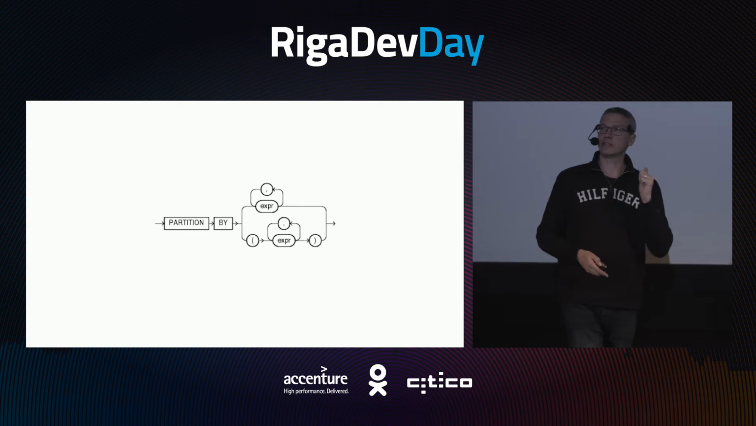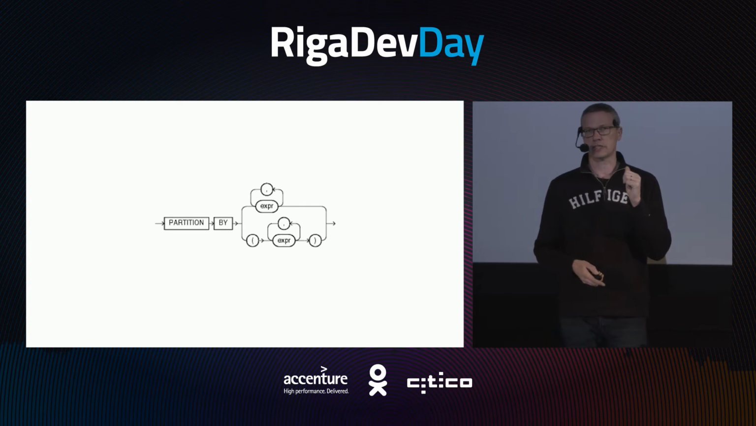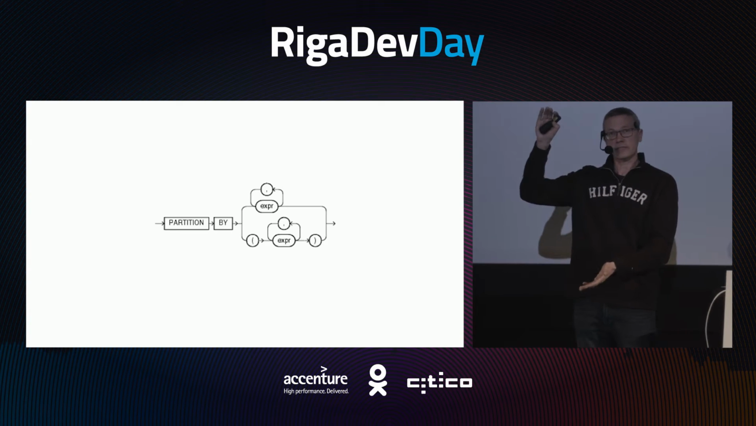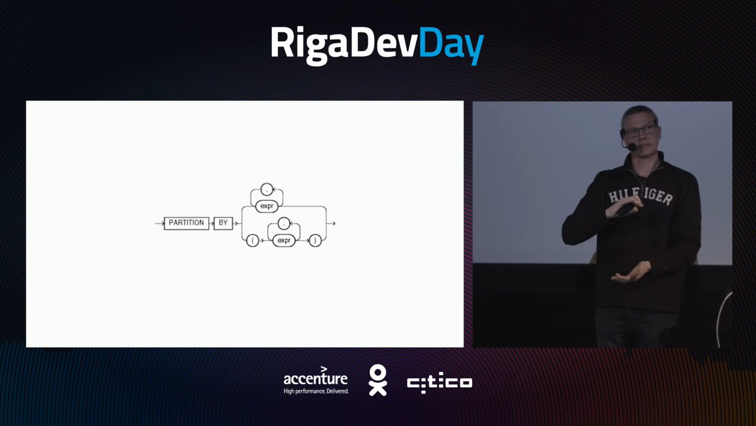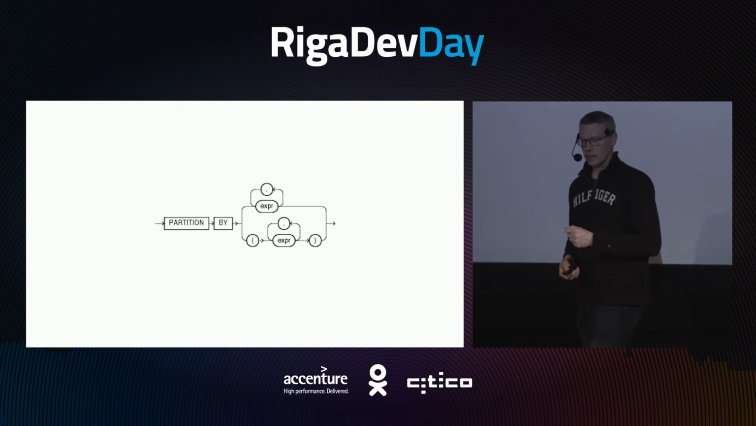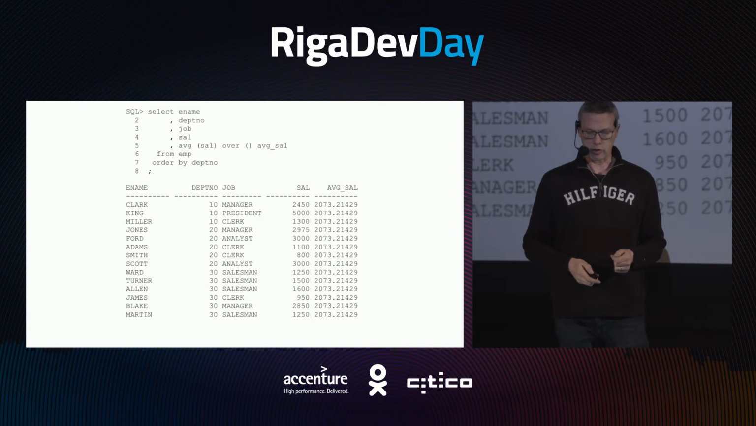So the first part of the analytic clause is the partitioning. Now this kind of partitioning has nothing to do with table partitioning. This just breaks up the result set into smaller parts, and the analytic function works on one of those smaller parts. It's very straightforward how they work, basically.